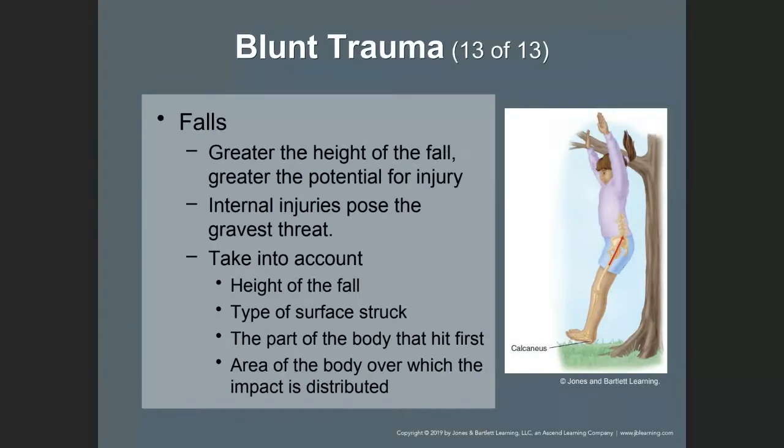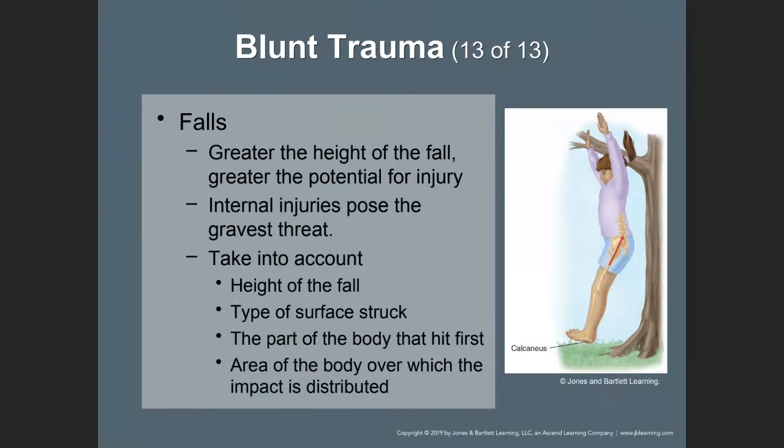Falls. The greater the height of the fall, the greater the potential for injury. And when we consider falls, we need to think about the distance that the patient fell from. Did they make contact with anything before hitting the surface? Which body part made contact and what type of structures are underneath that area?